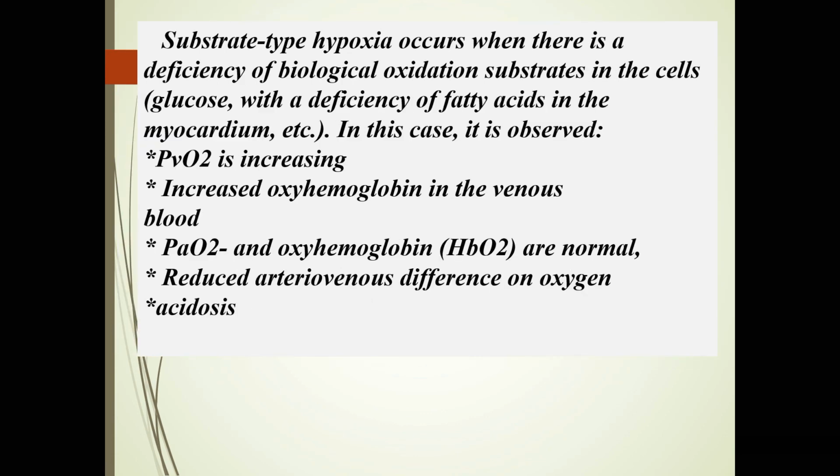Substrate type hypoxia occurs when there is a deficiency of biological oxidation substrates in the cells, such as glucose, with a deficiency of fatty acids in the myocardium. In this case, oxygen is decreased in the venous system, oxyhemoglobin is increased in the venous system, partial pressure of oxygen and oxyhemoglobin in the arterial system are normal, the arteriovenous oxygen difference is reduced, and acidosis forms.